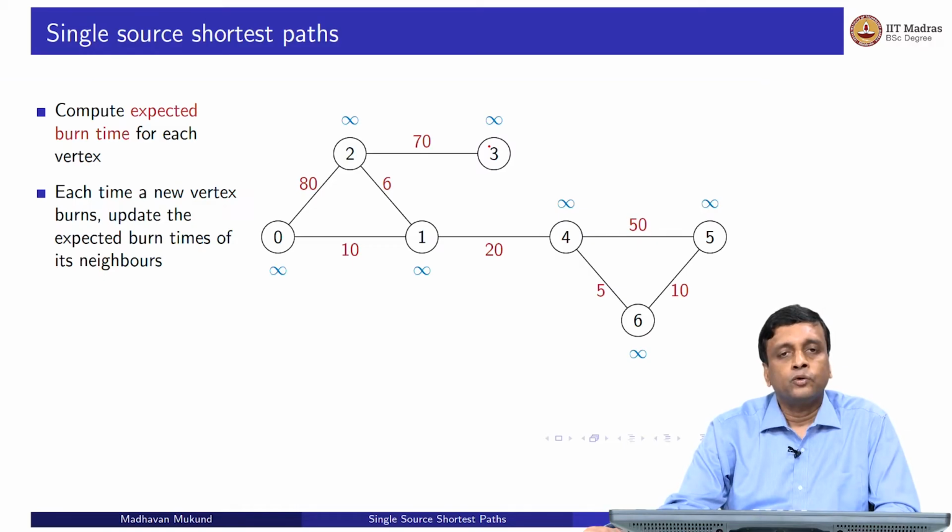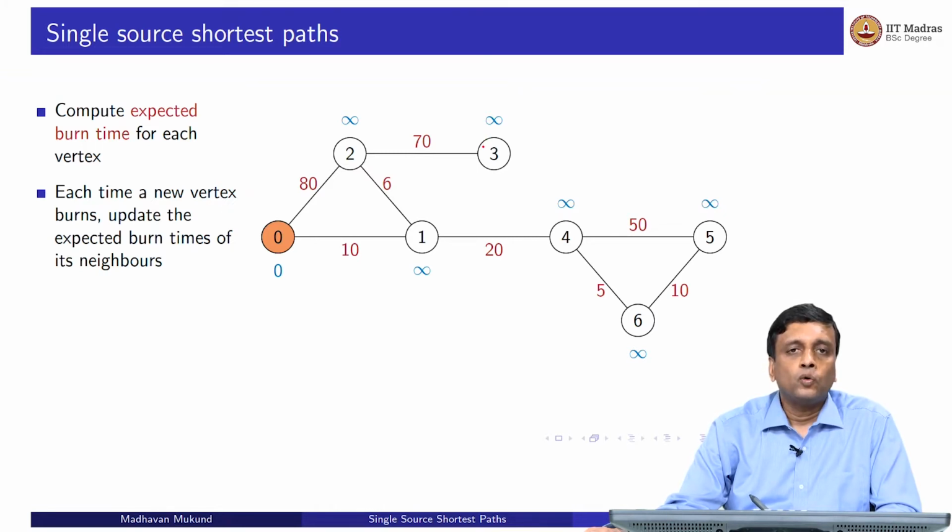Now we set fire to the start vertex. Remember, this is a single source shortest path problem, so there will be a well-defined start vertex which we start at. So we know that at time 0, we will burn vertex 0. So that expected burn time of 0 gets updated from infinity to 0.